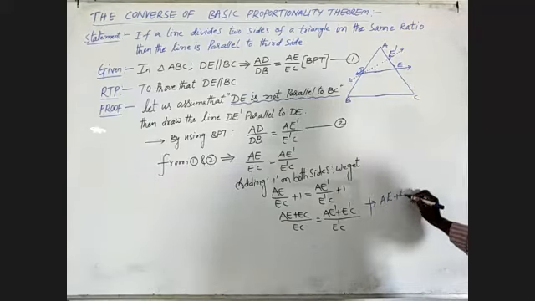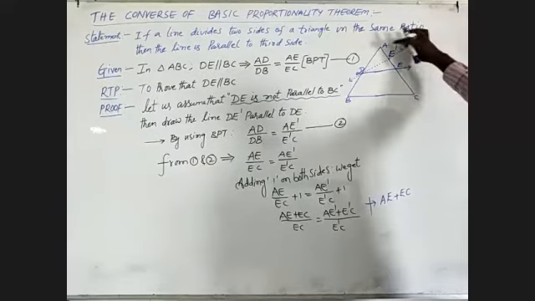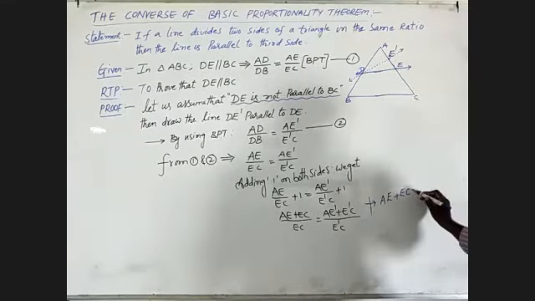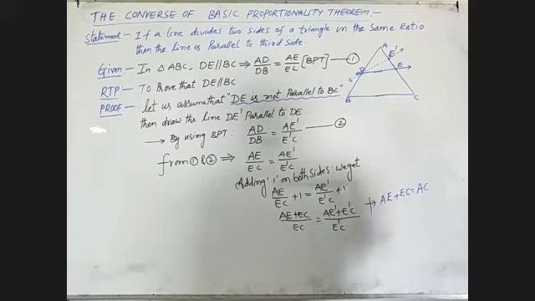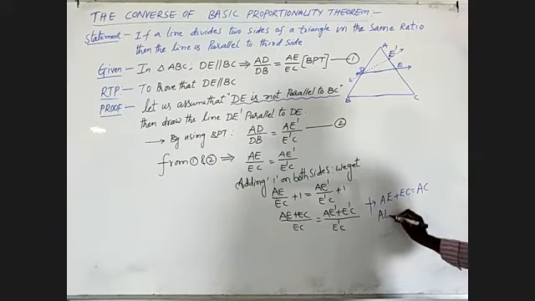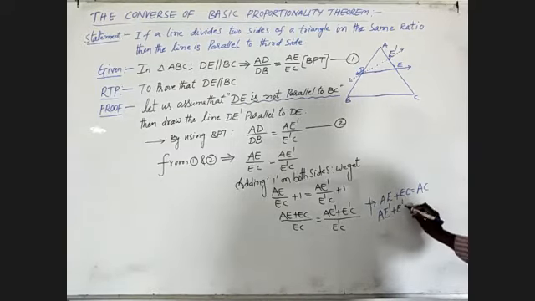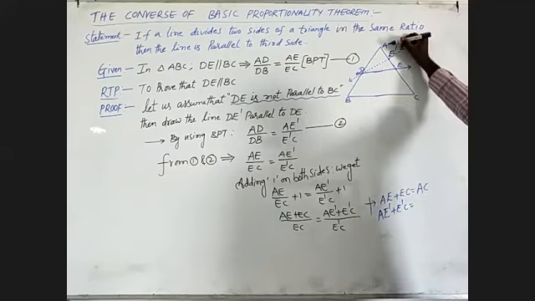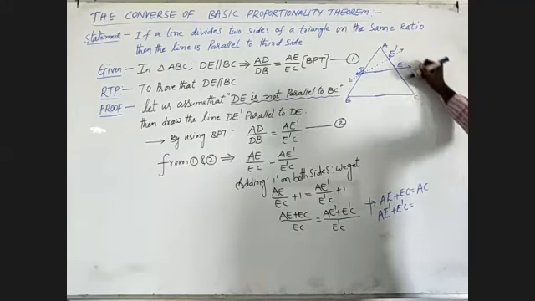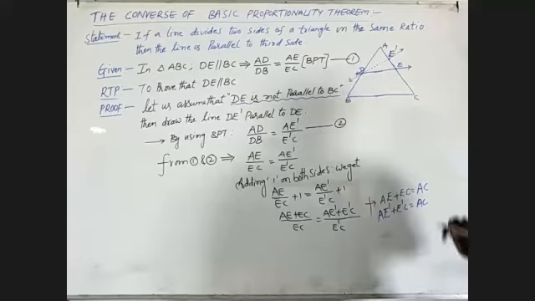AE plus EC, that is the total distance, will be written as AC. After that, the second one is AE dash plus E dash C. Again, we observe in this figure that AE dash plus E dash C also is AC.